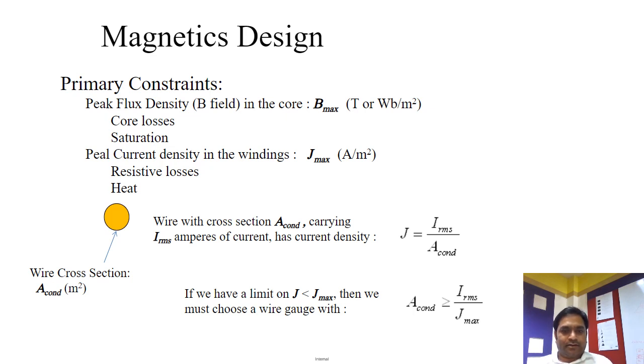So the wire with cross section A, which is carrying current I RMS, will have the current density J equal to I RMS upon A conductor. Suppose we have chosen a current density J for our design. We should make sure that our chosen current density is less than Jmax. In that case, the criterion leads us to the conductor size for the wire we are going to choose, which must be greater than or equal to I RMS upon Jmax.